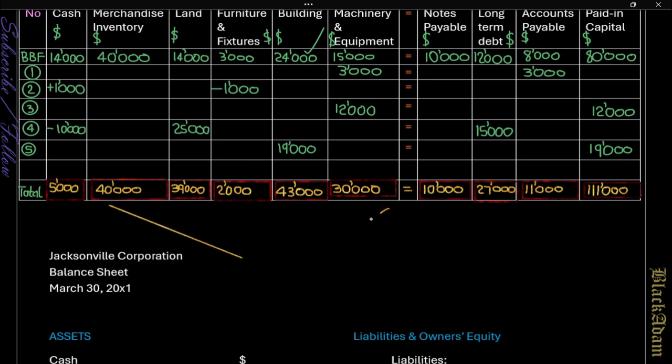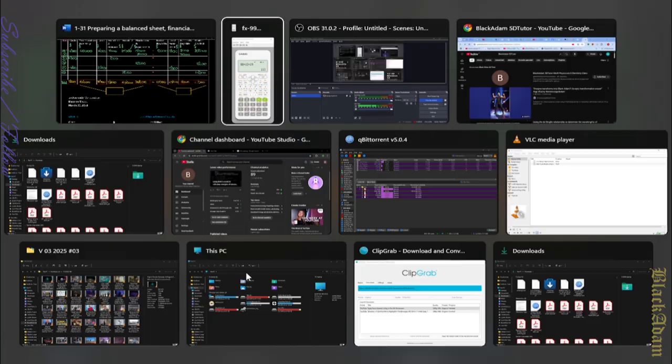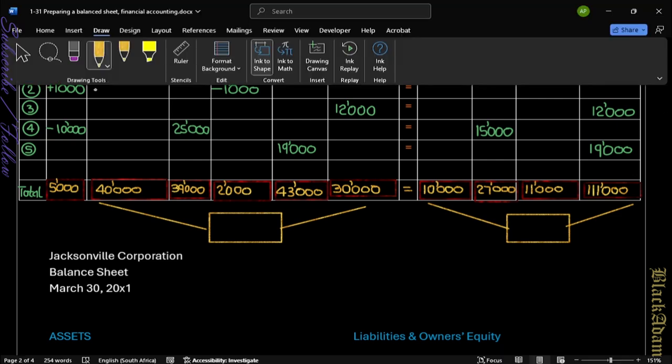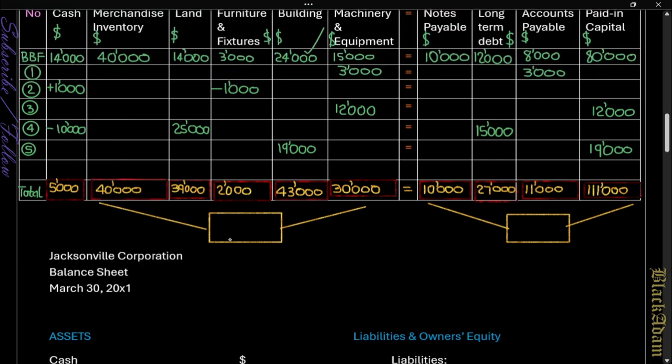So we take a calculator, and we want to see if it's going to balance. Remember, the left-hand side, the assets, must be equal to the sum of liabilities plus owner's equity. And then we're going to use 5 plus 40,000 plus 39,000 plus, let's just do it again. 40 plus 39 plus 43 plus 3, 157. So we record that as 157 on this side.